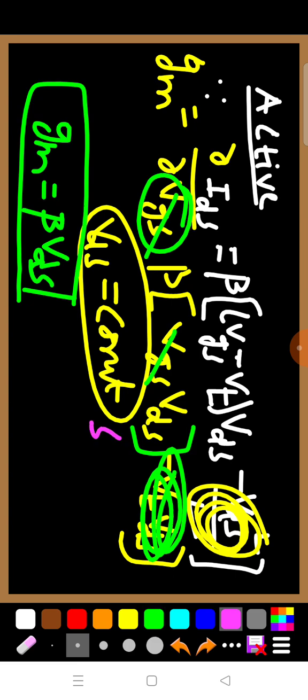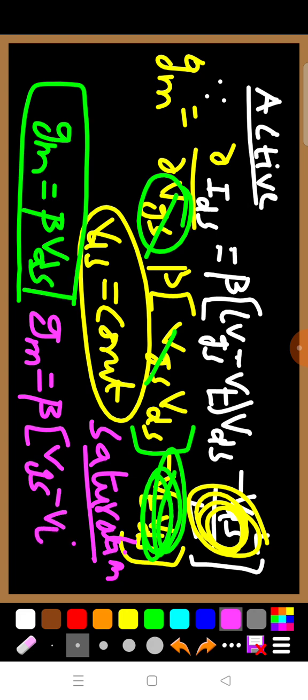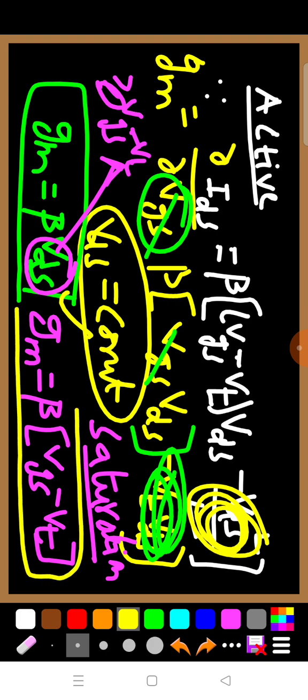Saturation region. Okay, in saturation region, what is the transconductance? Absolutely, in saturation region, transconductance is equal to beta into VGS minus VT. Why is it so? Because in saturation region, VDS is greater than or equal to VGS minus VT, therefore we can consider the equality condition. That's it, guys. This is about the transconductance in active region and in saturation region.